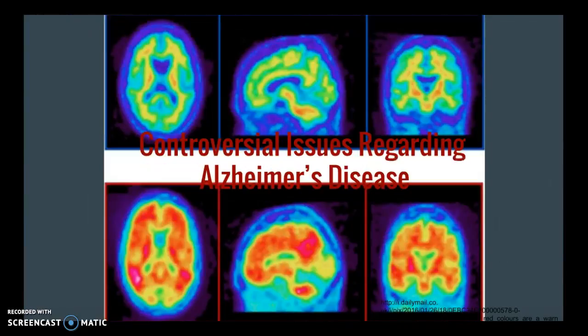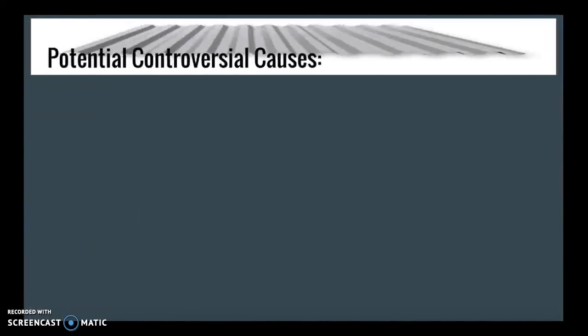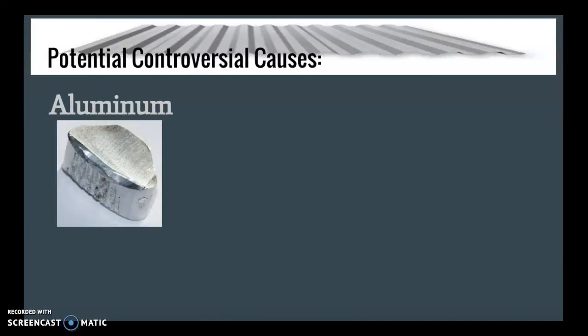Moreover, let's look at some controversial issues regarding Alzheimer's disease. Some potential controversial causes include the intake of aluminum. Aluminum is found in the Earth's crust and in household products and foods. Some studies have shown that an increase of aluminum has led directly to Alzheimer's disease, whereas other studies have shown otherwise.